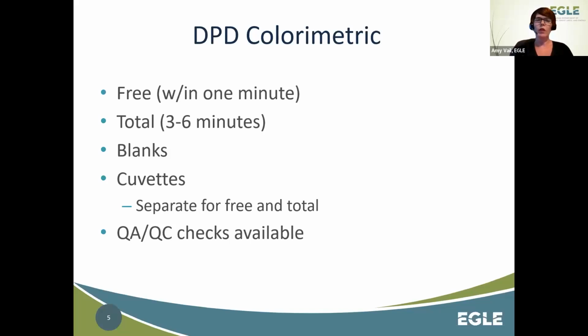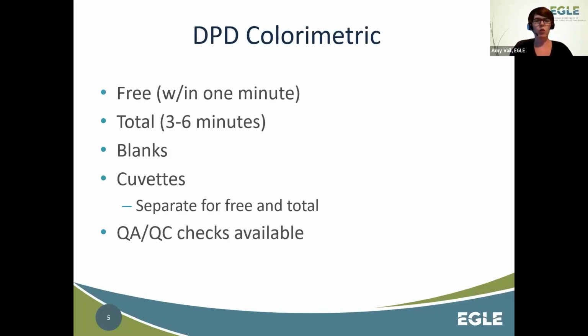One thing to note is that it's good practice to use a different cuvette for each one. So we always had one that was labeled F and one that was labeled T because the reagents, the free and total, can react with different things in the water. And so you want to make sure that you're only looking for free or only looking for total. And if you have some residual in the cuvette and it reacts with more things in the water, you might look like you have more free chlorine than you do.